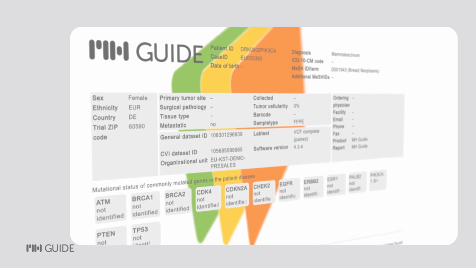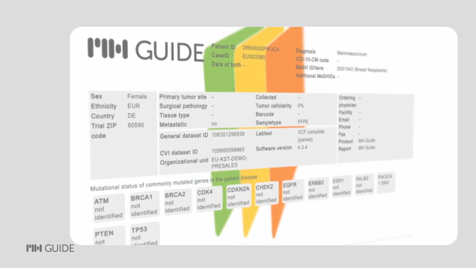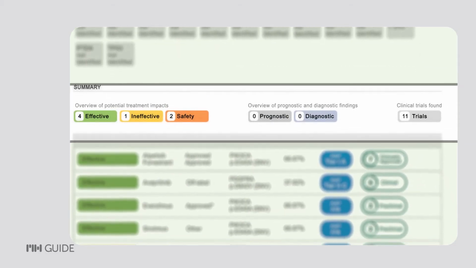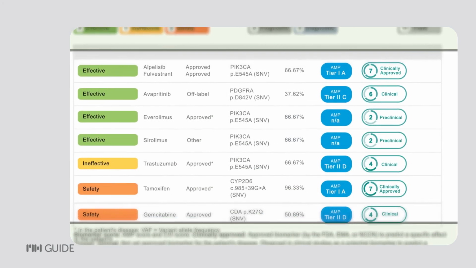This is another advantage of MHGuide, that it standardizes reporting. It must be obvious at a glance on the first page. What is the mutation and what is the possible treatment option? How safe is it and how objectively provable is it? And then it can be applied in practice.